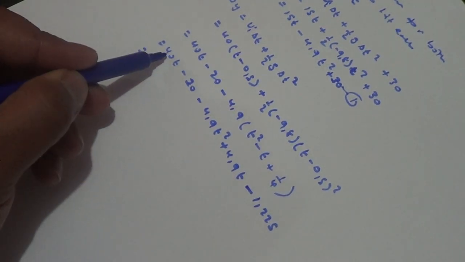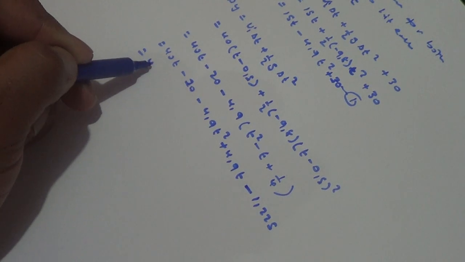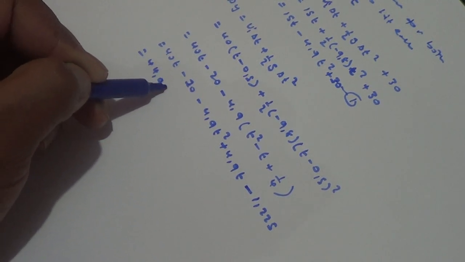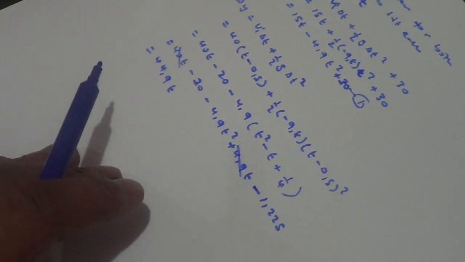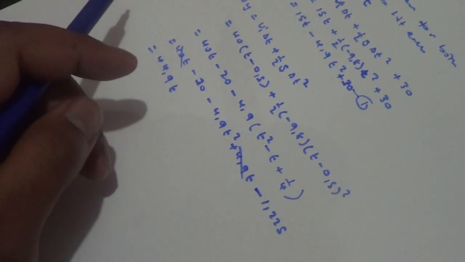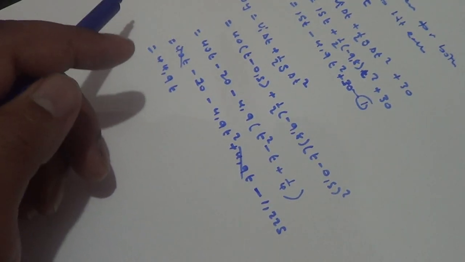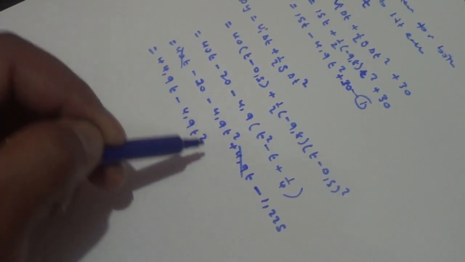So 40t plus 4.9 is going to be 44.9t, right? This is when you're collecting like terms. And then 20, and then this one. So just simply add 20 to this. So it's a negative thing. So let's just write this one minus 4.9 t squared.